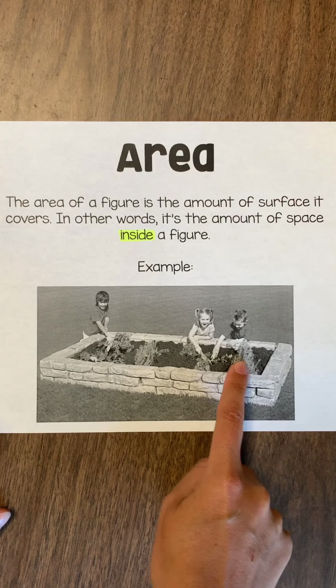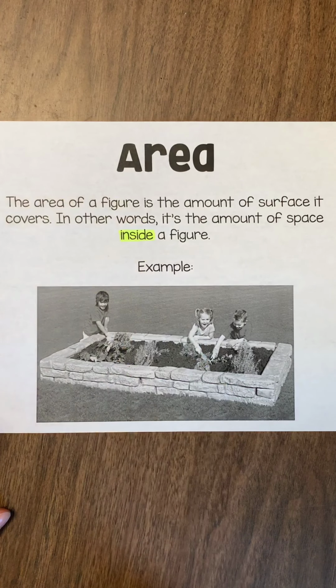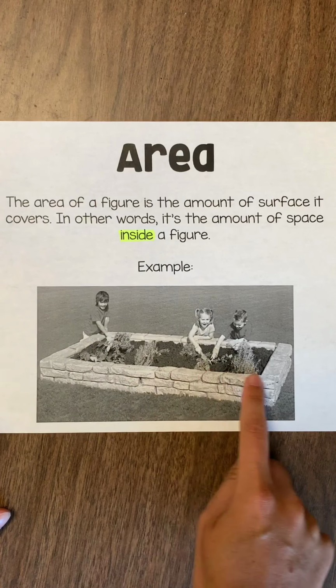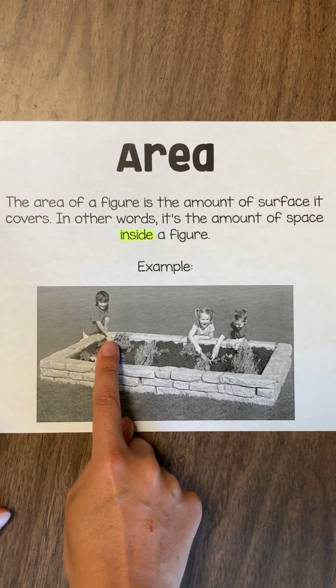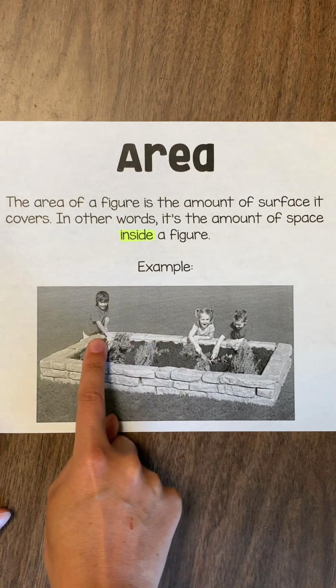So area is always what's inside a figure. And in this case, because it's this rectangular garden, the area is what is inside. So this space right here.